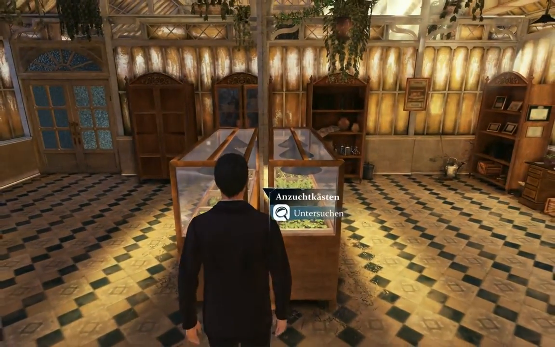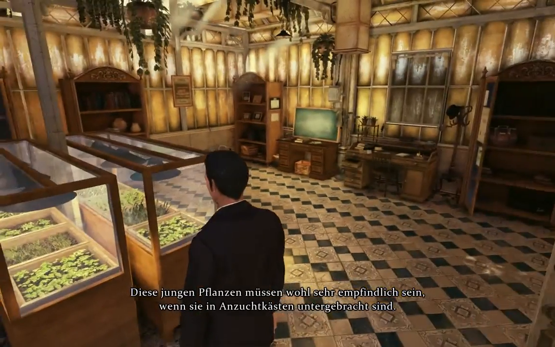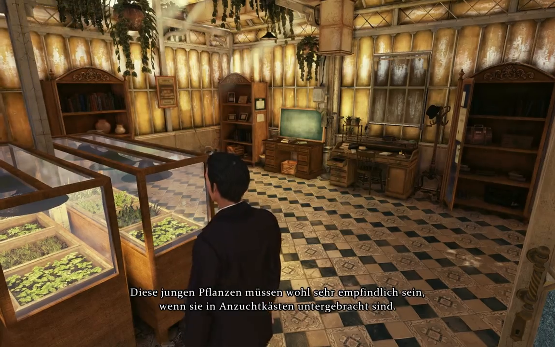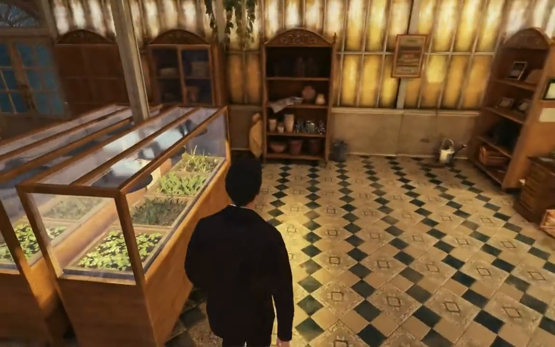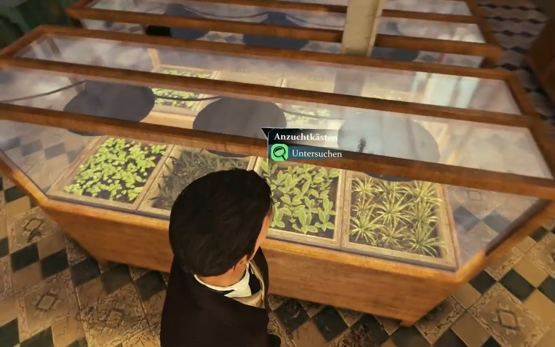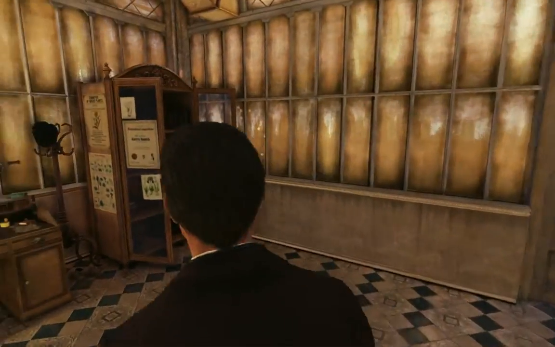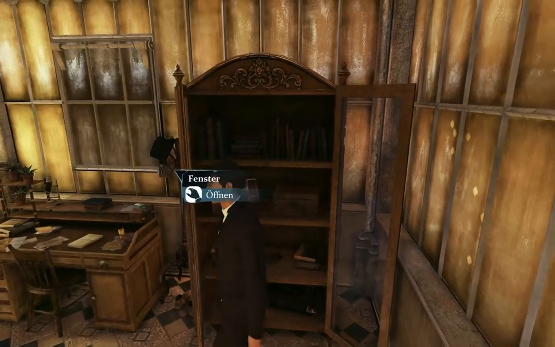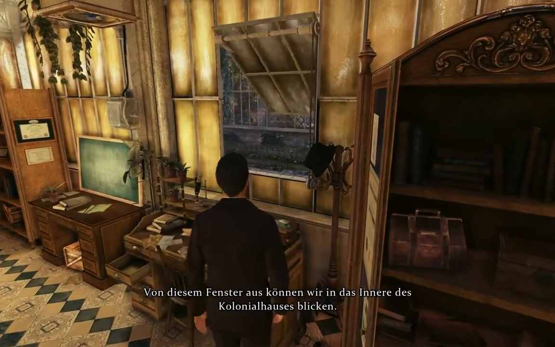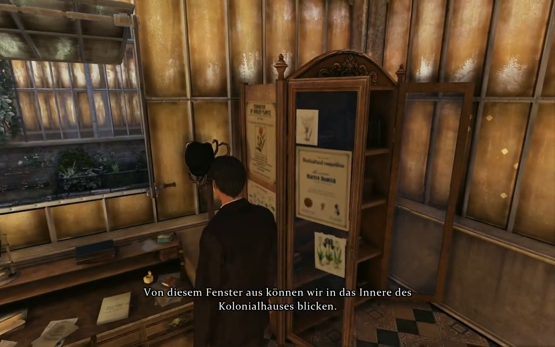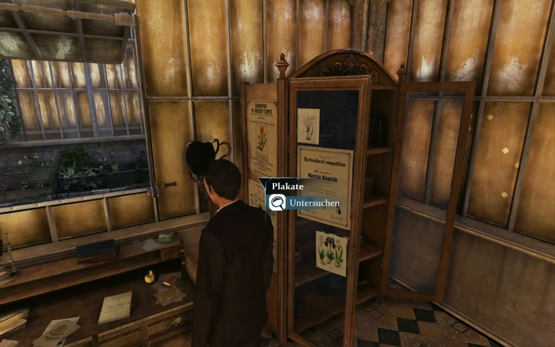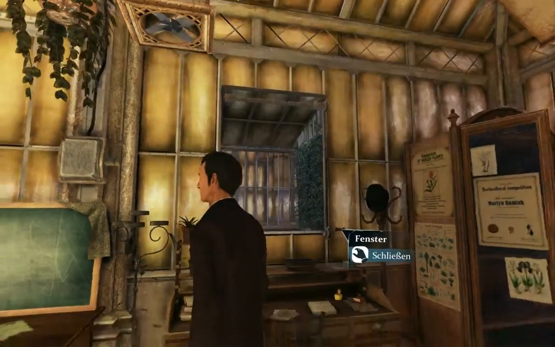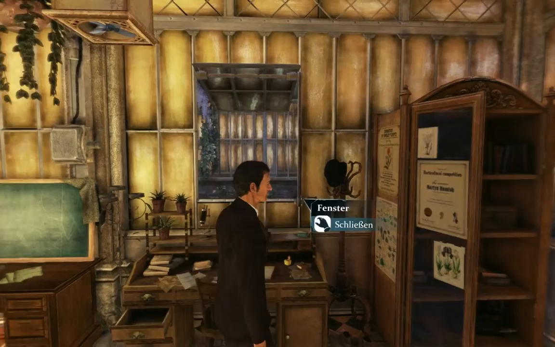This is the nursery. These young plants must be delicate if they are kept in the nursery. I know nothing about plants. These are plants. We can see the interior of the Colonial Collection Room from this window. Okay. Please close the window again.